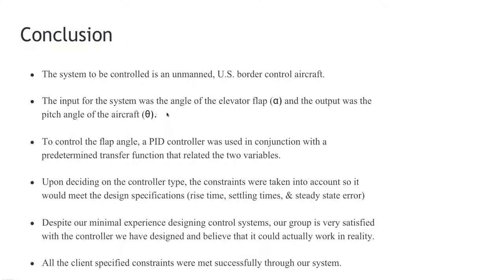So in conclusion, the system that we wanted to control is an unmanned United States border control aircraft. The input for the system was the angle of the elevator flap, alpha, and the output was the pitch angle of the aircraft, theta. To control the flap angle, a PID controller was used in conjunction with a predetermined transfer function that related the two variables. Upon deciding on the controller type, the constraints were taken into account so it would meet the design specifications of rise time, settling time, and steady state error.